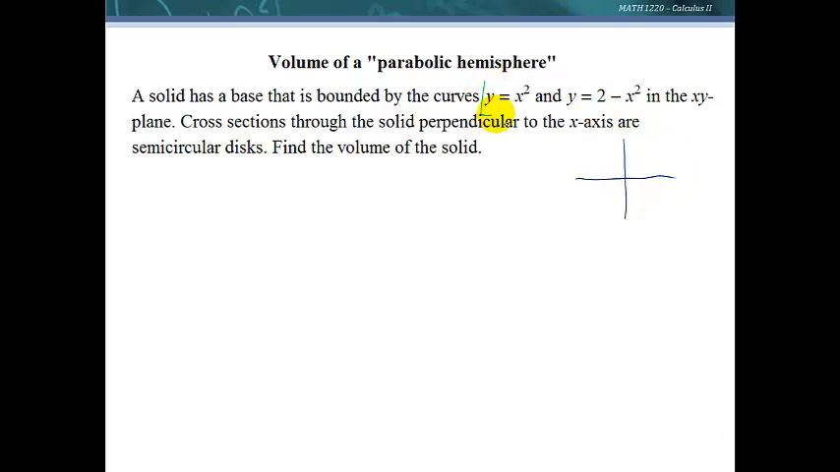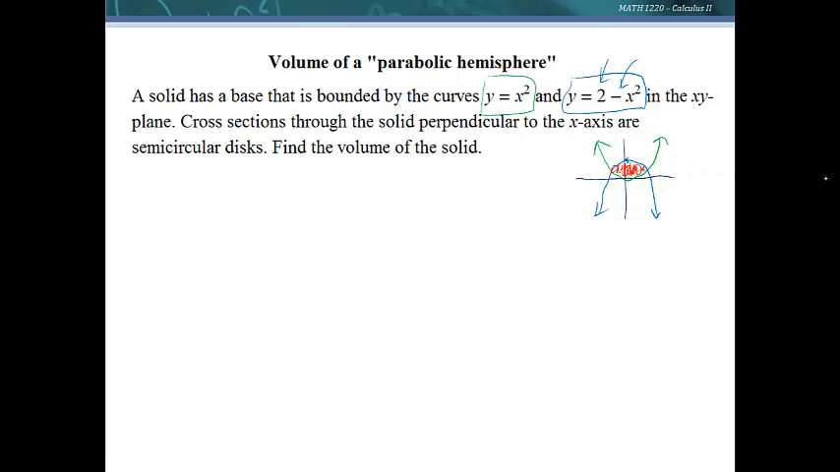And our first curve is y equals x squared, which is just our basic parabola. And our second curve is a parabola that is reflected, so opens down, and it is shifted up 2. So this one would look something like this. So here is a rough sketch of the base of our solid. So we can see it looks like this.